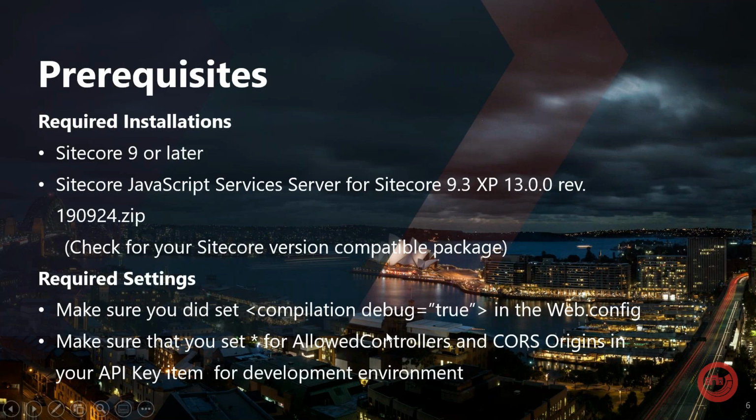And the required settings. One is in the web config, where we have to set debug equal to true. If you are already running a JSS application, you would have taken care of that as part of your JSS enabling. And make sure that you have allowed the allowed controls as star to allow all cross-domain requests, and you would have also created an API key. Otherwise, if you are configuring for the first time, you need to take care of these three things.